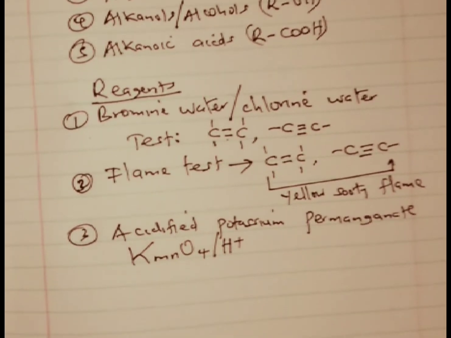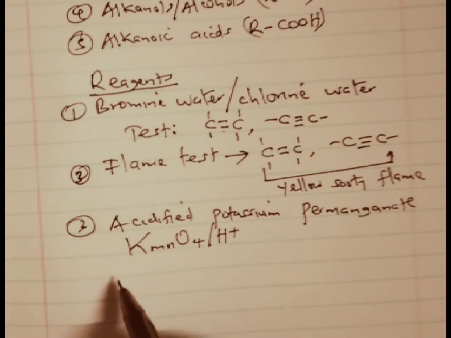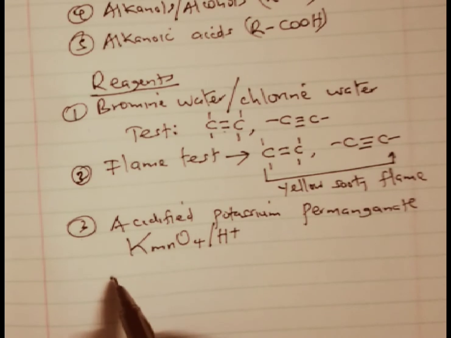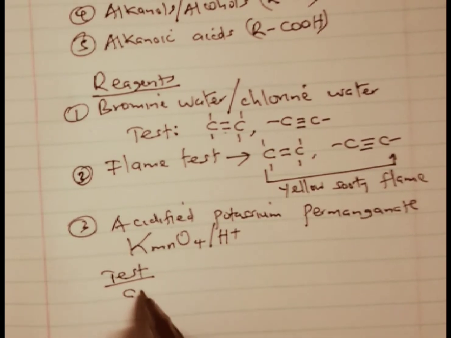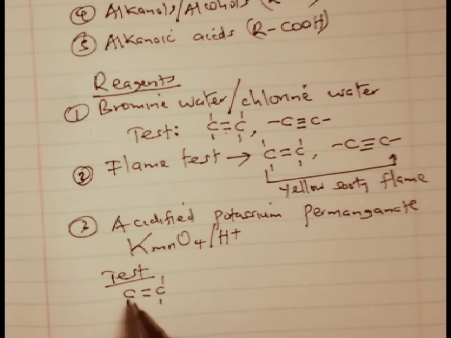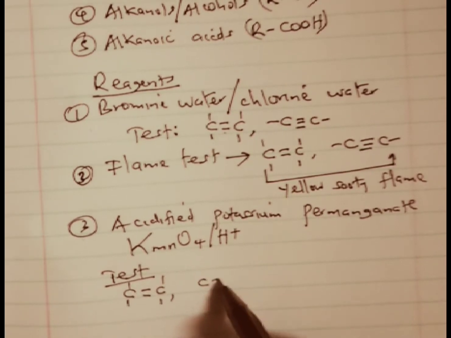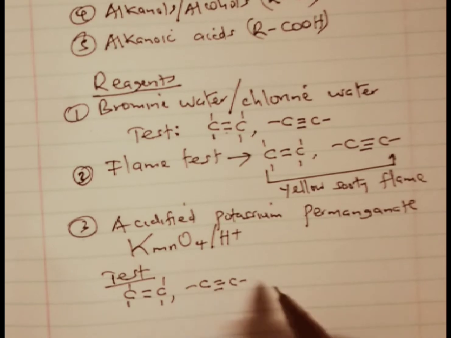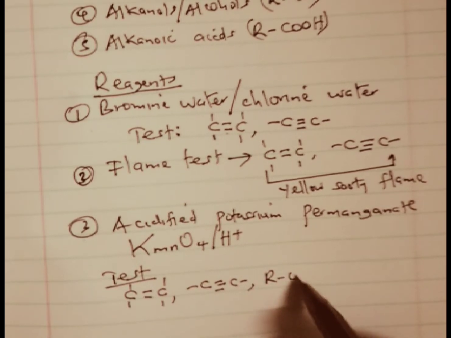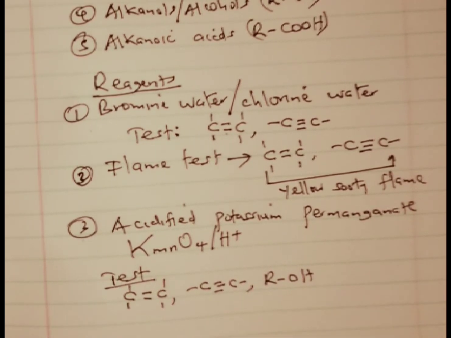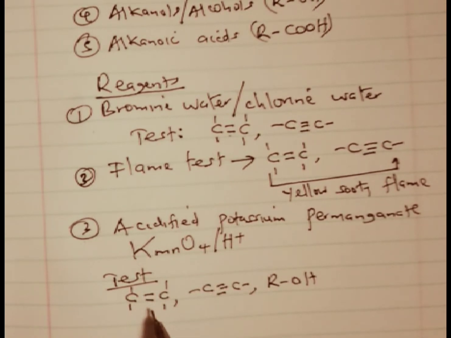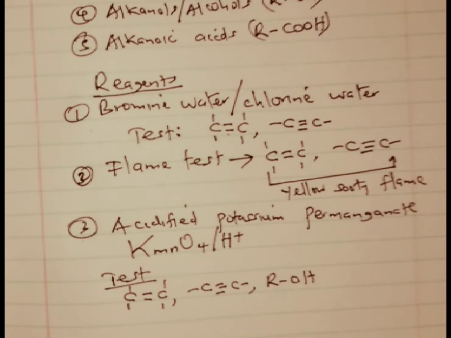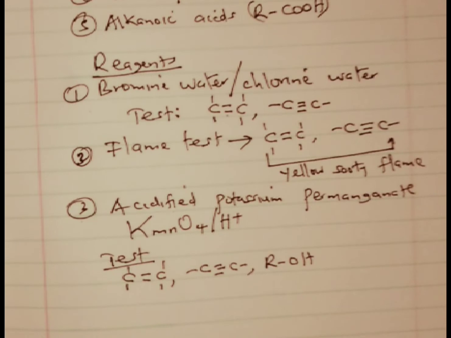Anytime you see this particular reagent, what does it test for under organic compounds? This one tests for the C double bond. It tests for the C triple bond, and it also tests for R-OH. That means acidified potassium permanganate tests for the presence of the double bond, triple bond, also the presence of alkanols.